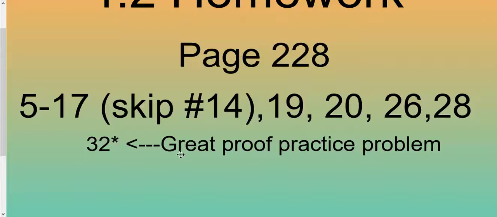Also, I just added number 32. This is a great challenge question. It's a great proof practice problem. So give that one a try if you want a little bit of a challenge.